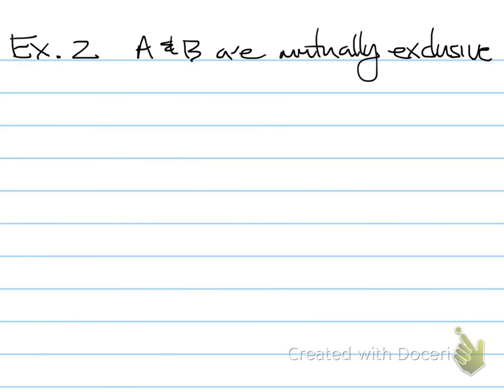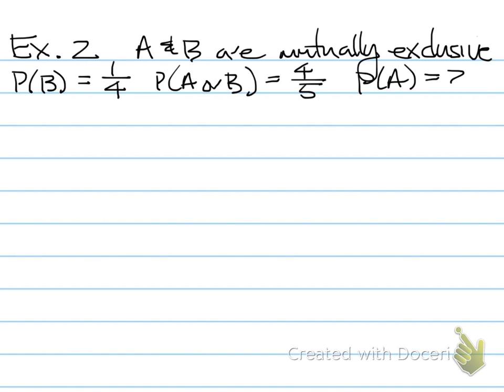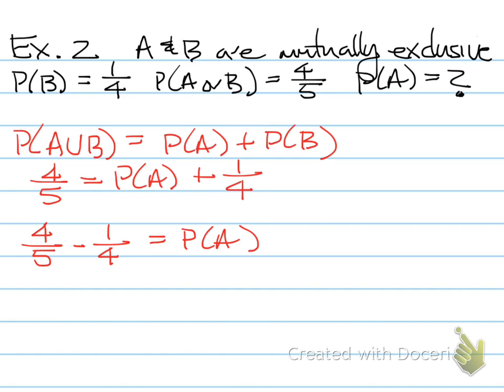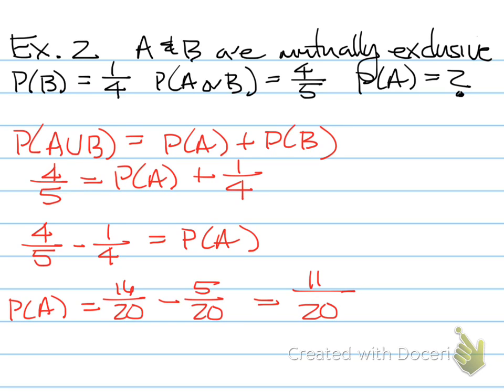And now we are told that A and B are mutually exclusive. So since they are mutually exclusive, the probability of A or B will equal the sum of those two probabilities. So plug in the probabilities that are given. A or B is 4/5. Probability of B is 1/4. So we're going to subtract 1/4 from both sides. Get a common denominator. 16/20 minus 5/20 is 11/20.